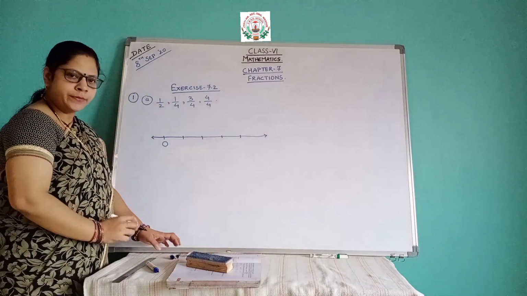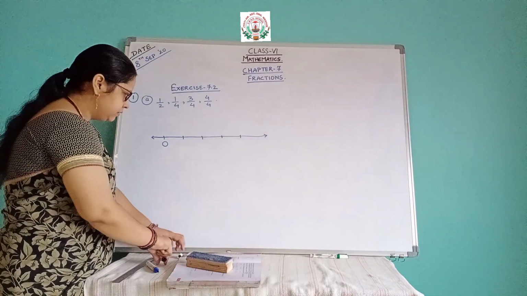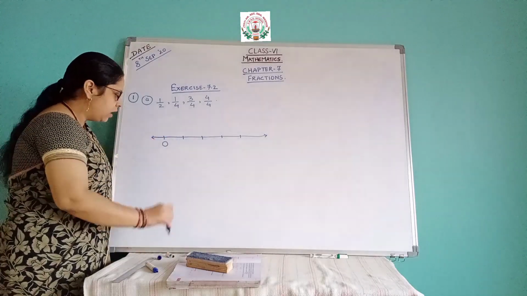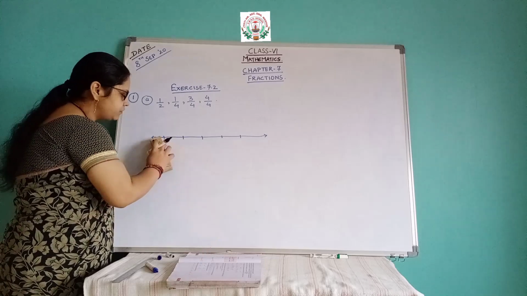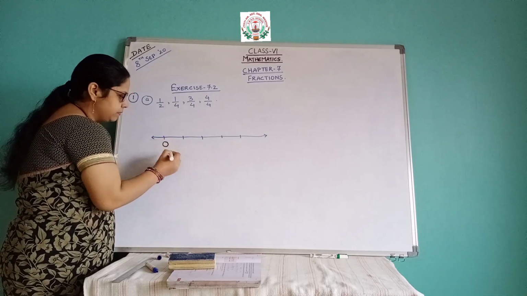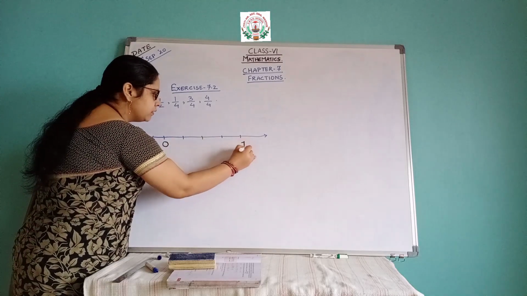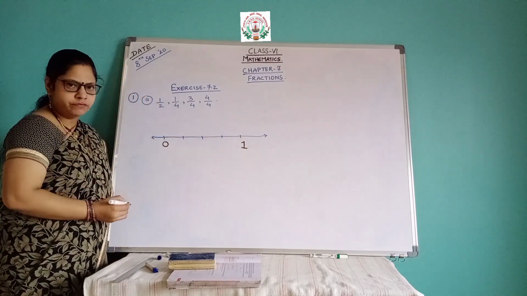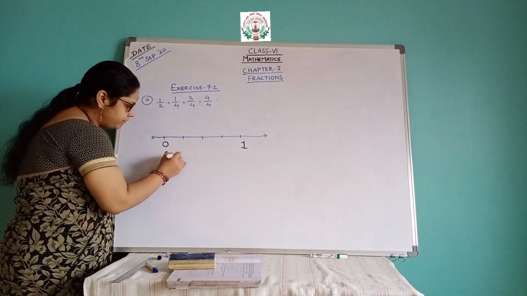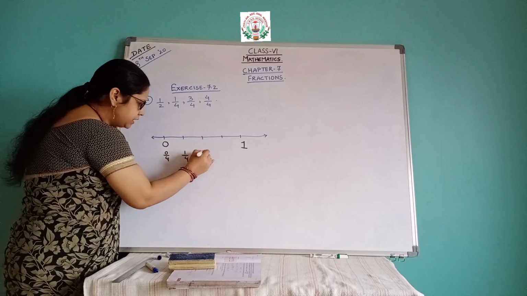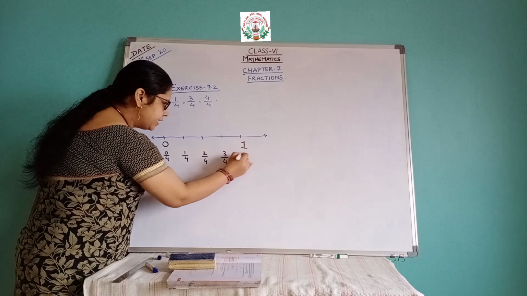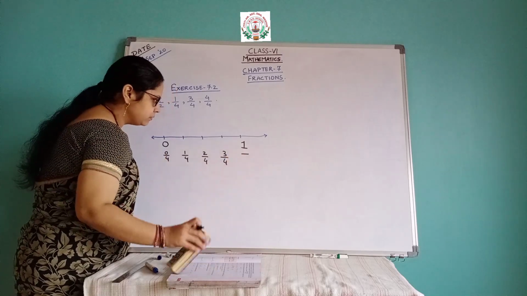First you will draw one number line and then you have to draw equal divisions. How will you draw equal divisions? Using your ruler you can do it. It is 0 and it is 1, and between them you have to draw 3 equal divisions. Here you can write 0 by 4, 1 by 4, 2 by 4, 3 by 4 and 4 by 4.